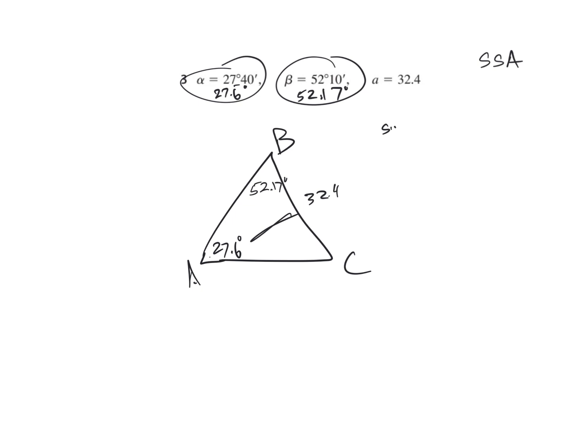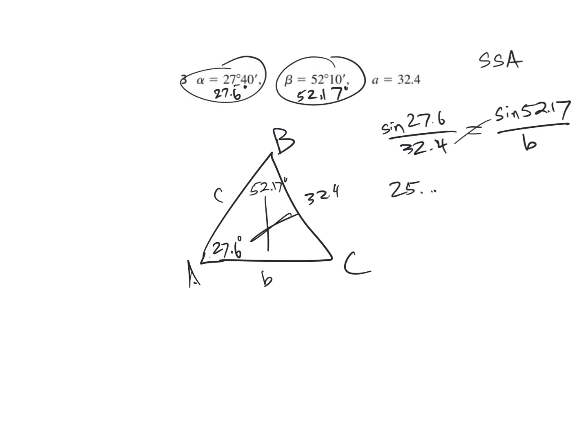These two go together, so the sine of 27.6 is to 32.4 as the sine of 52.17 is to little b. All right, so let's go ahead and do the calculations. 32.4 times the sine of 52.17 is 25 point blah, blah, blah. That equals b times the sine of 27.6. So we're going to divide off the sine of 27.6, and that gives us 55.2. So that would be b.